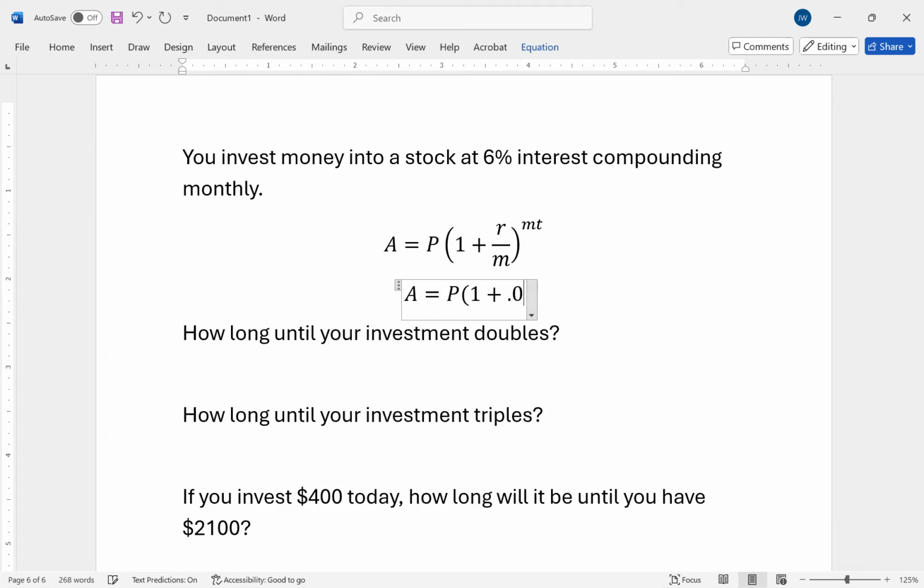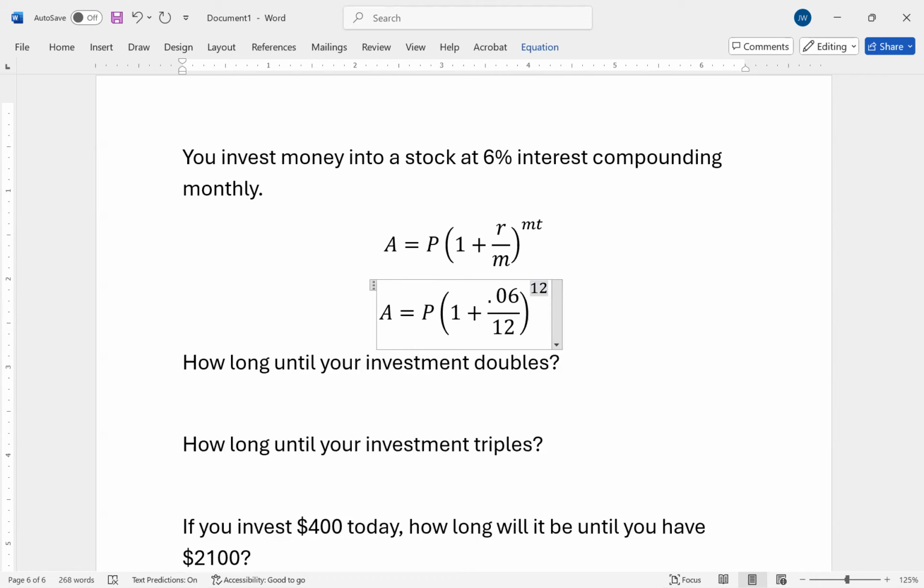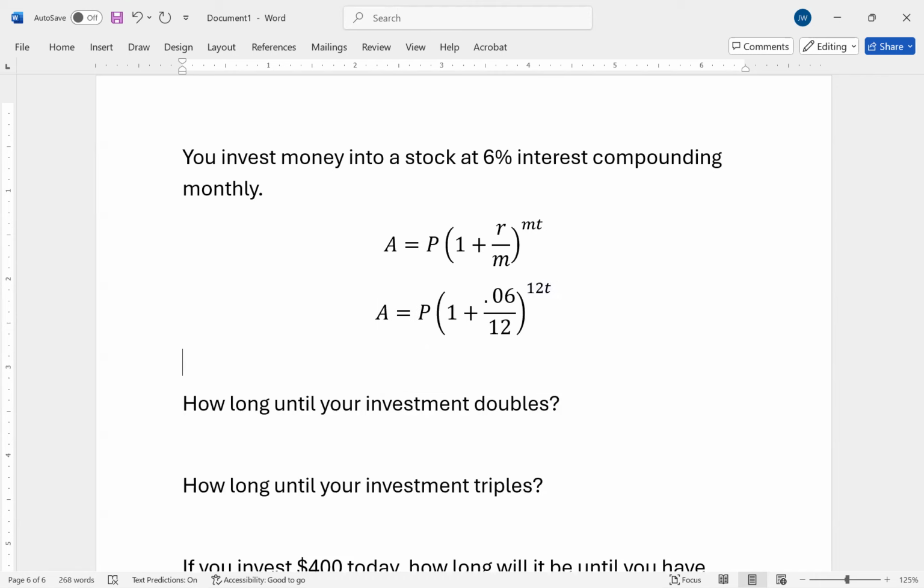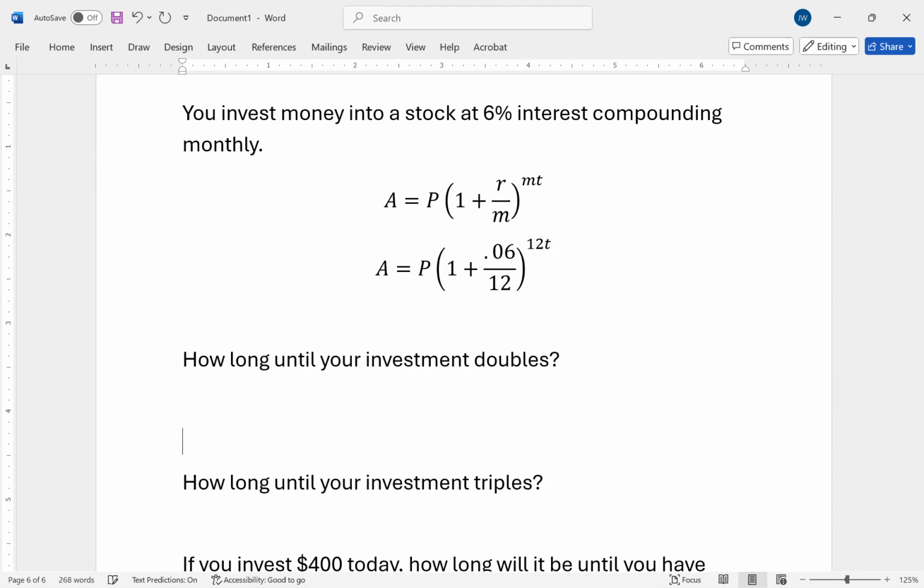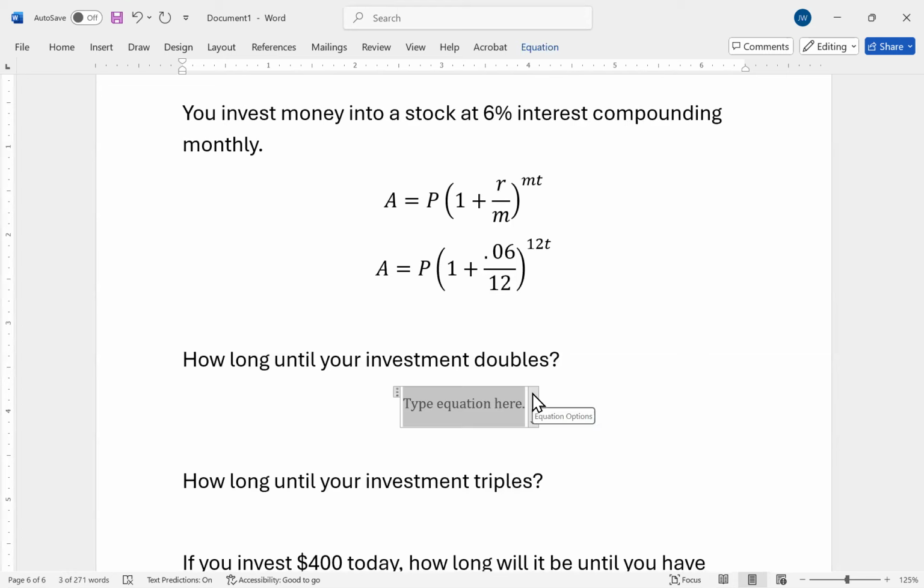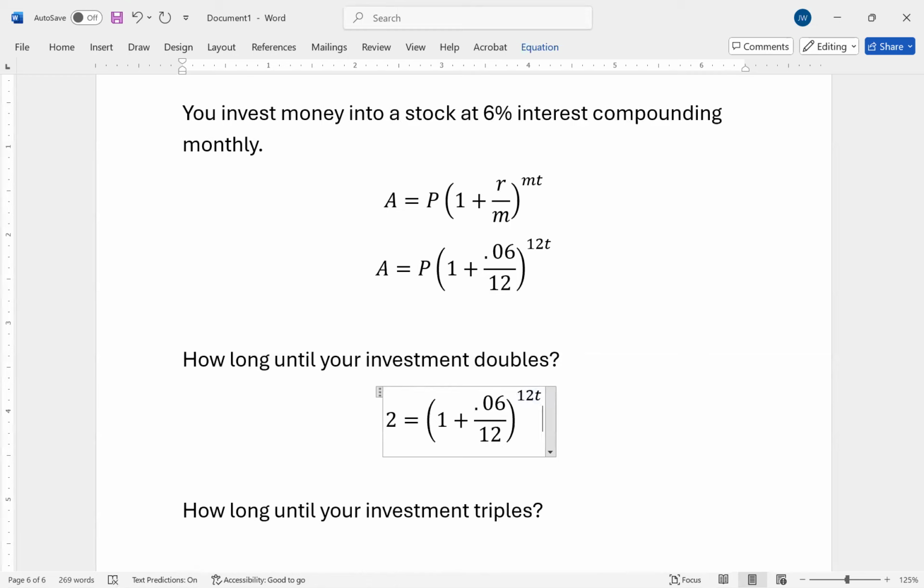So we get 0.06 divided by 12 as the R over M. And then my exponent is going to be 12 times T. Now, if we're asking how long until the investment doubles, all we have to do is put 2 in for the A and 1 in for the P, because that's like taking $1 and doubling it to 2. And then I can solve this.